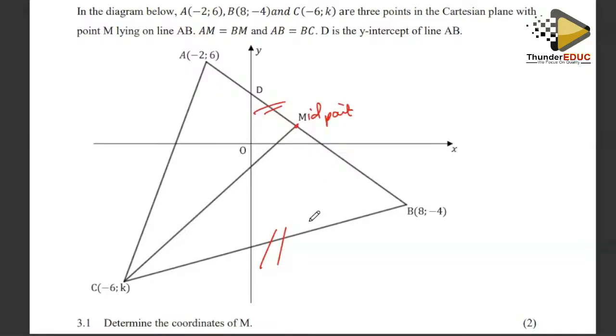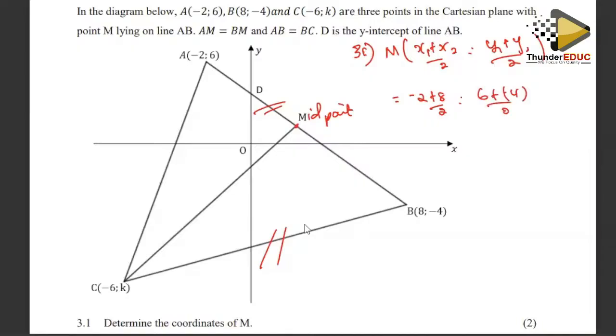Then they want us to get the coordinates of M. Now, since we say that M is the midpoint, we're going to need to use the midpoint formula. That formula tells us that x1 plus x2 divided by 2, y1 plus y2 divided by 2. So just get -2 plus 8 divided by 2, and then 6 plus -4 divided by 2. When we simplify that, that's going to be 6 over 2, which is a 3, and 2 over 2, which is a 1, meaning that M is basically 3 and 1. 3 and 1 will become our answer.